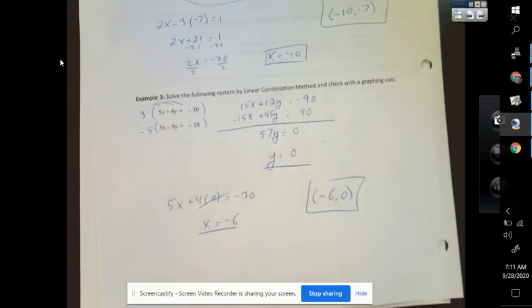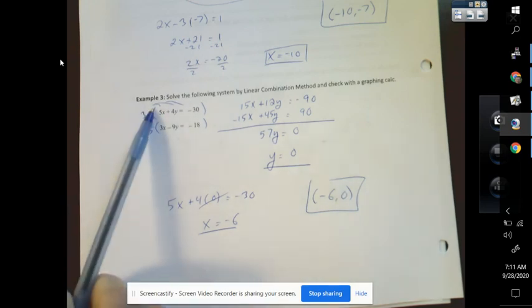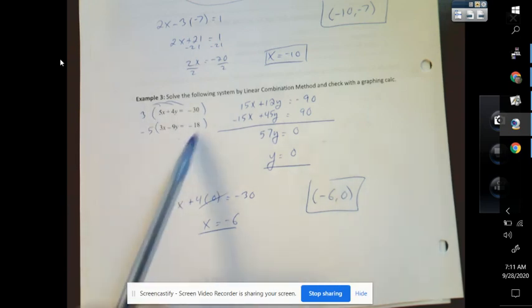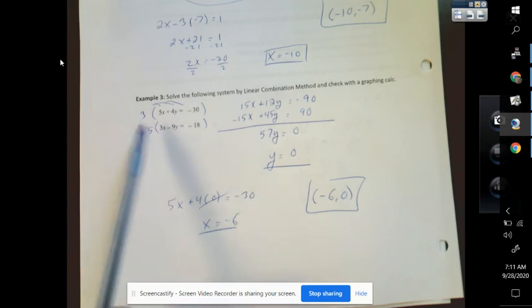Nice. Double check real quick. 5 times negative 6 is negative 30, cancels that out. Negative 6 times 3 is negative 18, and the 0 cancels that out. We're in good shape. So linear combination might be a few extra steps, but it will always give you the right answer.